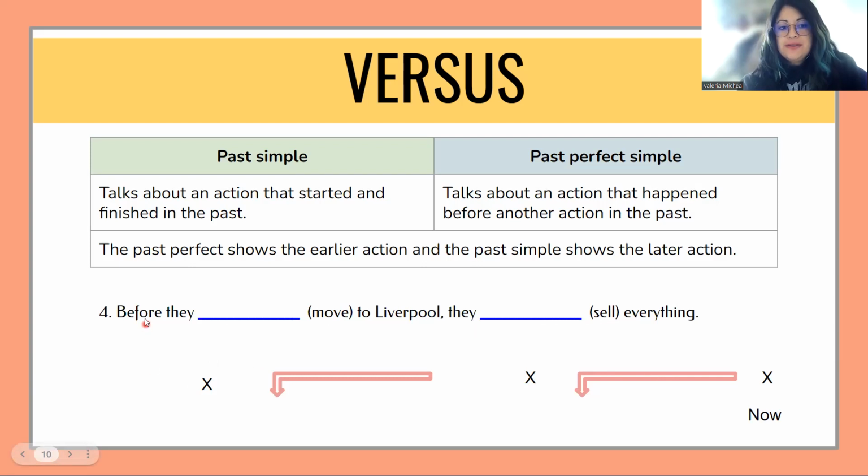Now we have another sentence. Before they move to Liverpool, they sell everything. Here we are now. I'm telling you this story, and you need to find out what happened in the past simple and what happened before that action in the past simple. So what happened before? They moved to Liverpool or they sold everything? Find it out.